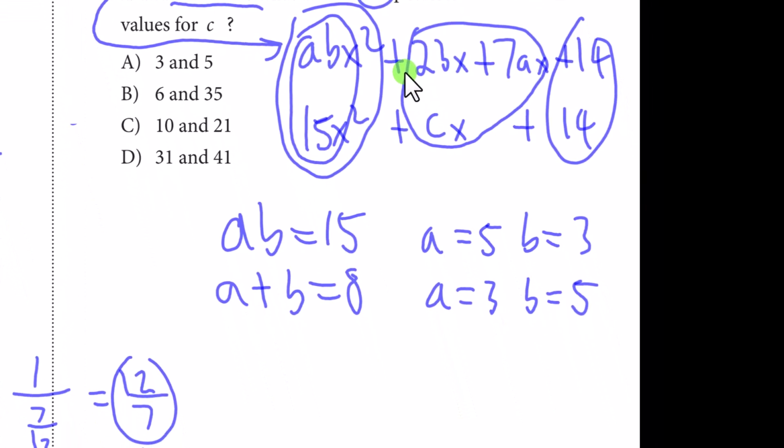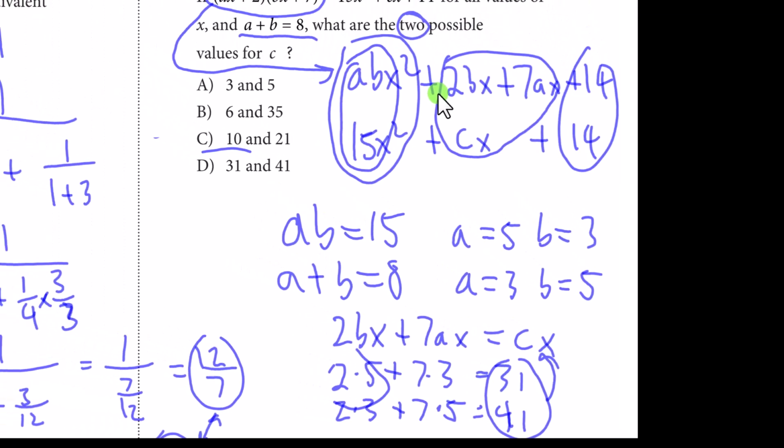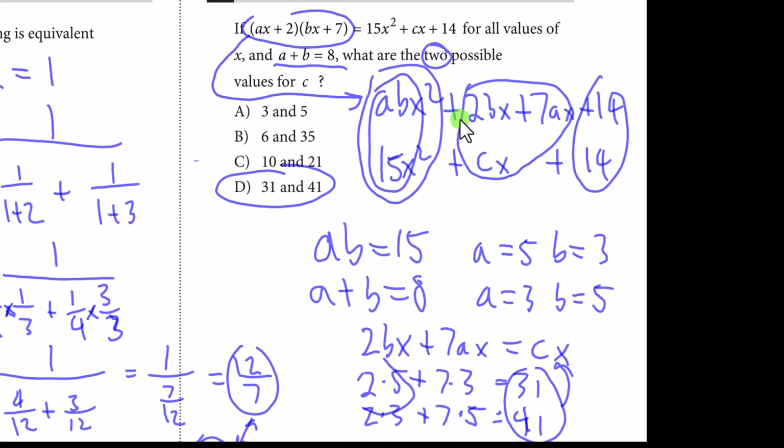So we're going to go ahead and plug those in right there and figure out what c is equal to. So we're going to start with, again, we got 2bx plus 7ax equals cx. So we got 2 times 5 plus 7 times 3, or it's 2 times 3 plus 7 times 5. We'll go with the first one. That's going to give you 31. And next one is 41. So your answers are D, 31 and 41.